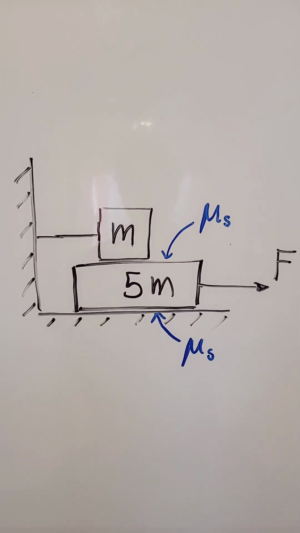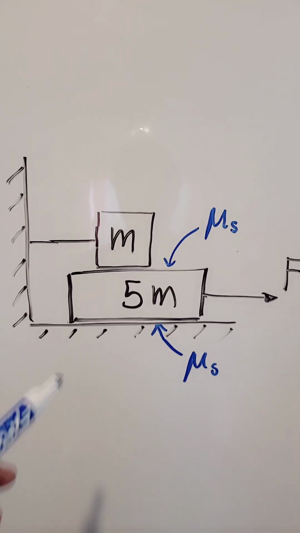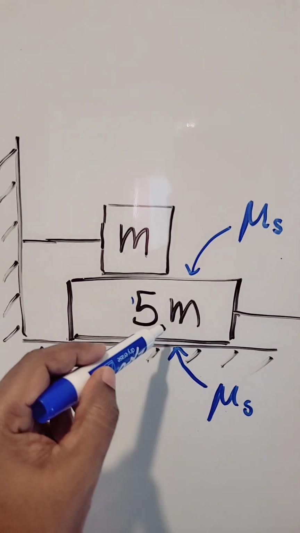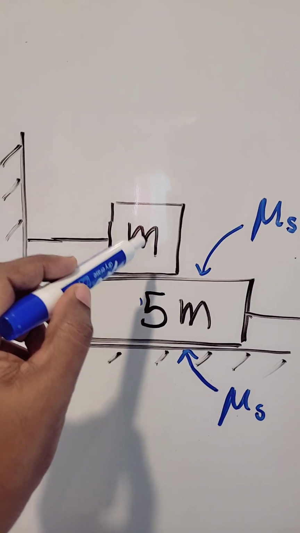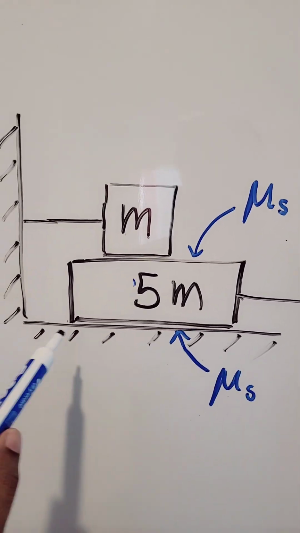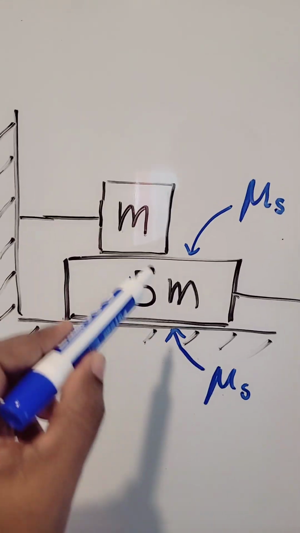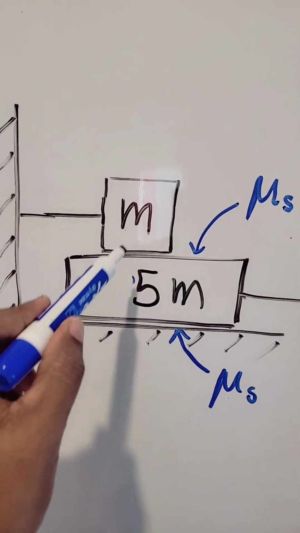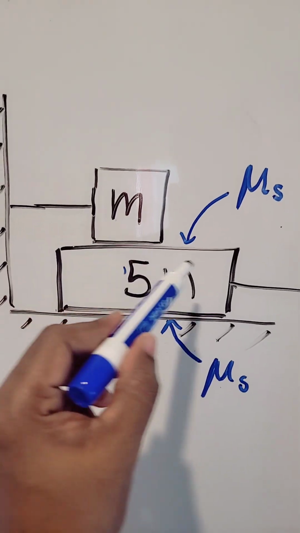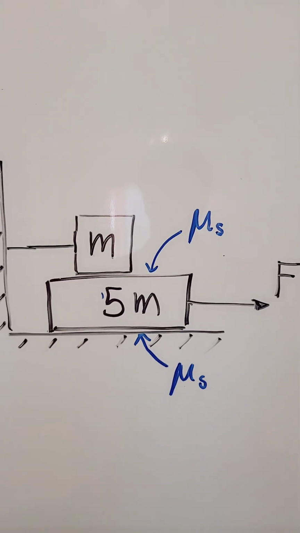So today I'm going to talk about a friction related physics problem. I have this setup. I have a 5m mass, and on top of that there's a m mass. The floor is rough, with a coefficient of static friction mu s. And the interface between m and 5m is also rough, with a coefficient of static friction mu s.